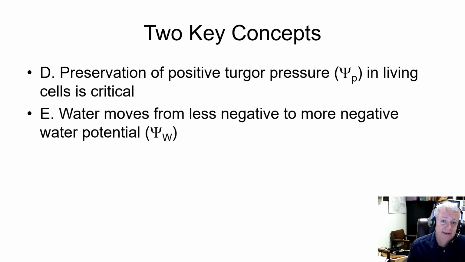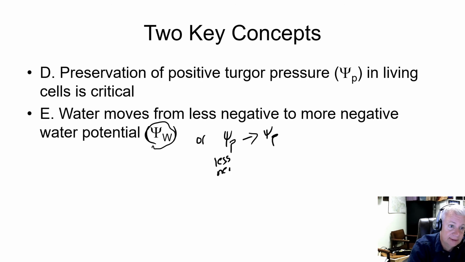The other really important point to keep in mind is that water moves from less negative to more negative water potential. When we're looking at water flow in a plant, water generally flows from less negative to more negative psi W, or less negative to more negative psi P, depending on which part of the system we're looking at. So water movement is down that gradient from less negative to more negative water potential. Keeping those two things in mind will really help you to understand the significance of these water relations concepts within the context of the plant.